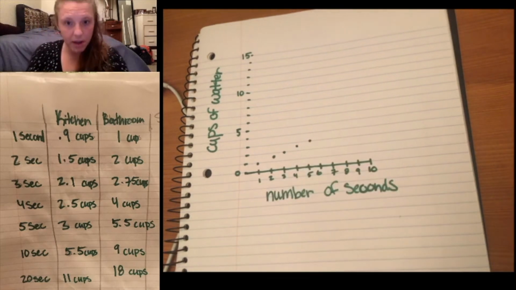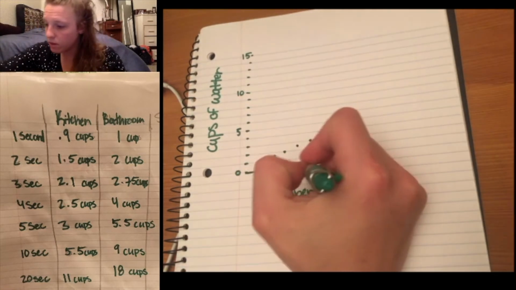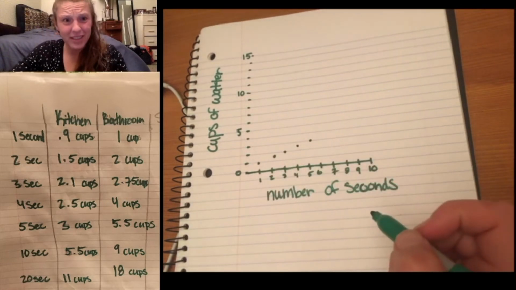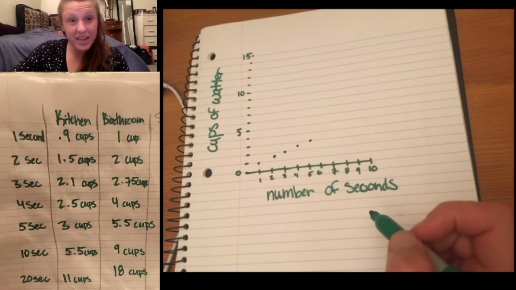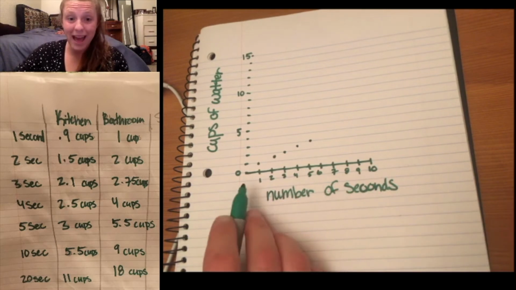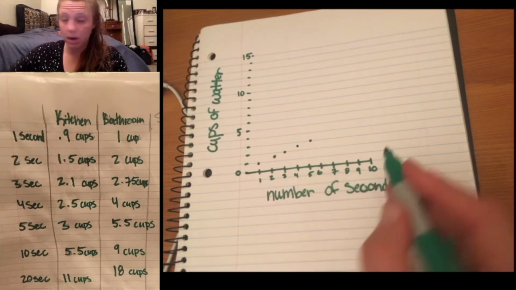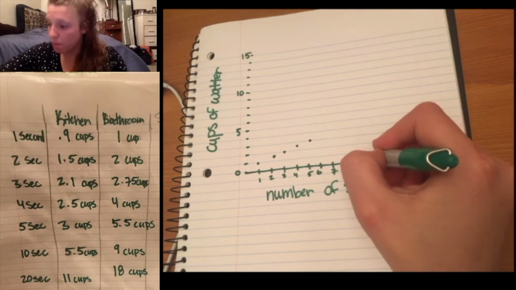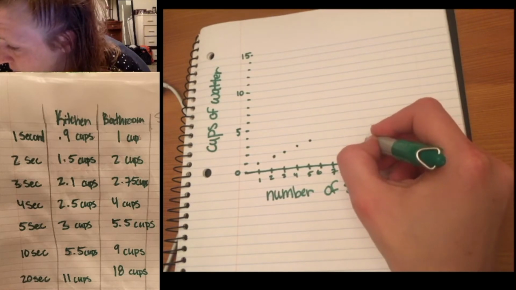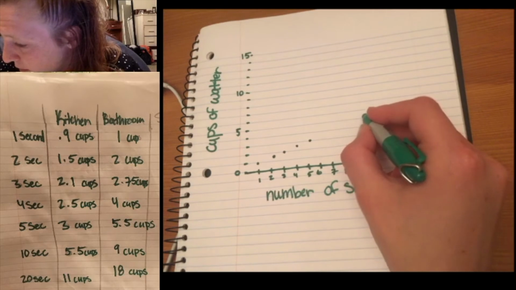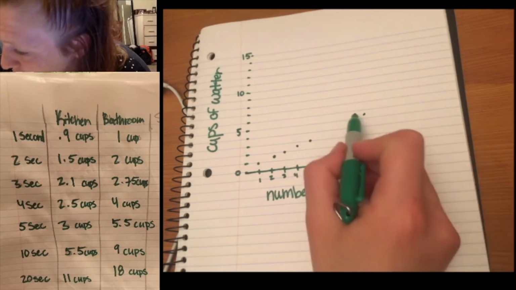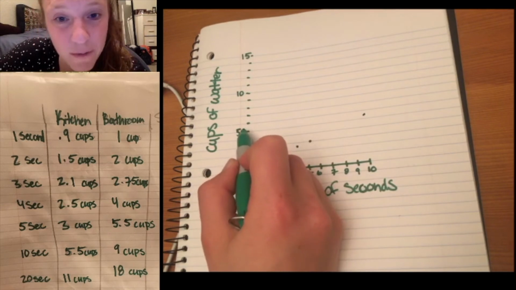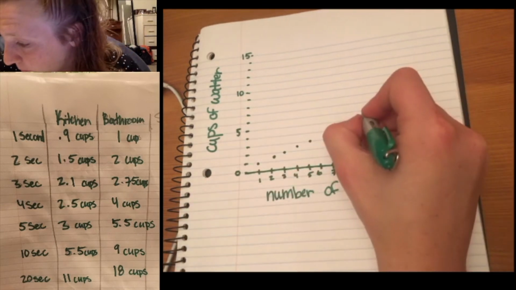And now that I've gone to 5 seconds, I don't have a 6-second mark. I don't even have a 7-second mark, but I do have a 10-second mark. So I'm going to go ahead and graph my 10-second mark. I'm going to go all the way over to 10, and then I'm going to go up to 5.5. 1, 2, 3, 4, 5. I can also follow this over, and I see that I'm at 5, and then between 5 and 6.